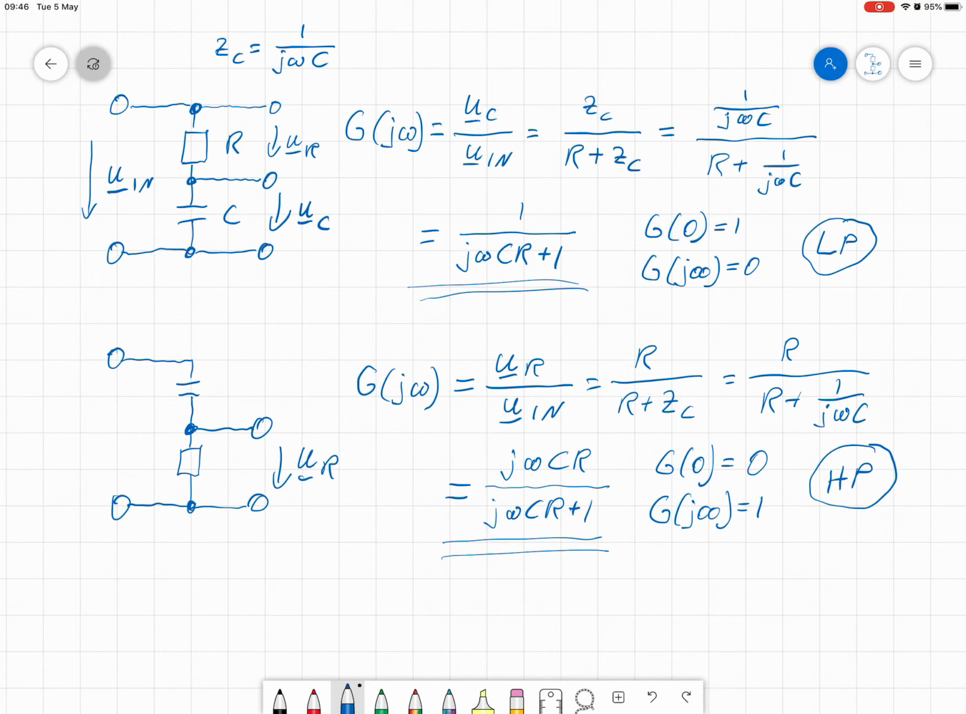And this is how you can analyze any first order filter. I hope this was useful, and please have a look at the other videos. I will come back to the question of how you analyze a filter with an impedance.